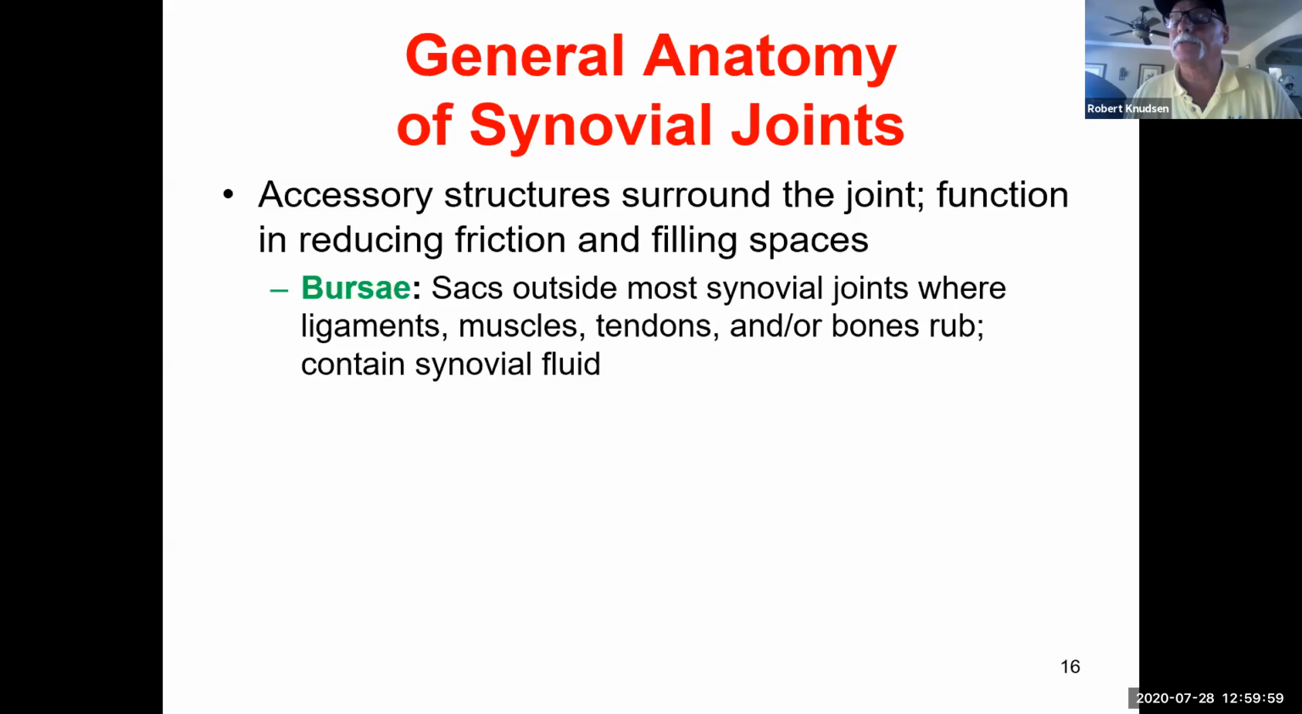We fill it with little pillows. And the pillows are full of synovial fluid. Those little pillows, we stuff them in the joint, between the ligaments, between the tendons. And those are called bursa. Bursa are sacs around and about the synovial joint, where ligaments, muscles, and tendons rub. They contain synovial fluid. Pretty good, huh?